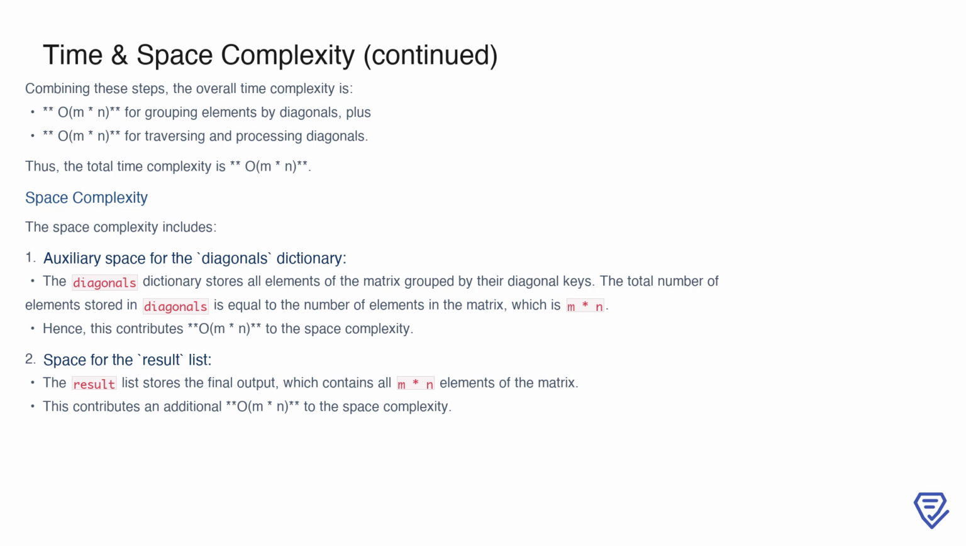The first contributor is the auxiliary space used by the diagonals dictionary. This dictionary groups all elements of the matrix by their diagonal keys, and since the total number of elements in the matrix is m*n, the dictionary requires O(m*n) space. The second contributor is the result list, which stores the final output. Since it contains all m*n elements of the matrix, this also adds O(m*n) to the space complexity. Both of these components are necessary for the algorithm to function and dominate the overall space requirements.